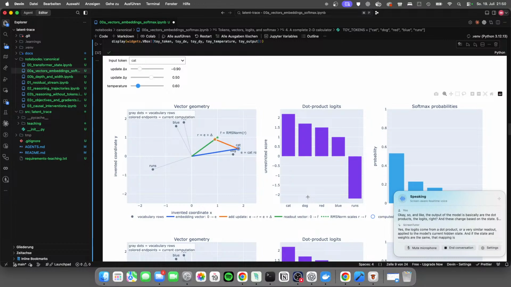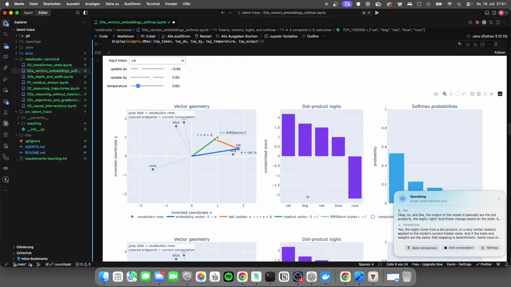Yes, the logits come from a dot product, or a very similar readout, applied to the model's current hidden state. And if the state and weights are the same, that mapping is deterministic. Same input state, same logits. The move in latent space intuition is right. Each layer applies transformations, like attention mixing context and feed forward reshaping. Those are matrix multiplications plus nonlinearities, and they update the hidden state. That state is what flows through the architecture.